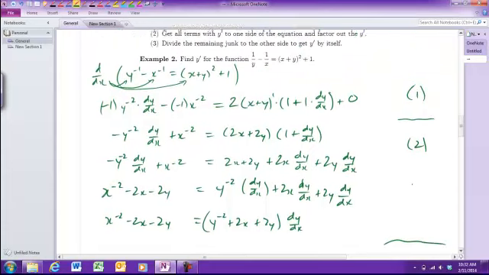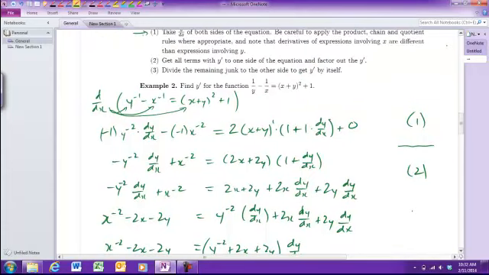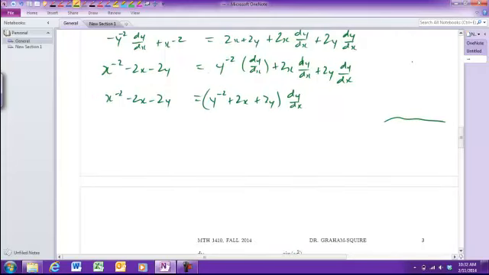My very last step, step 3, is just to divide the remaining stuff to the other side to get the y prime by itself. So I'm going to take this, divide it to the other side, and I end up with dy over dx by itself. And over here I have x to the negative 2 minus 2x minus 2y divided by y to the negative 2 plus 2x plus 2y. And that is my answer.